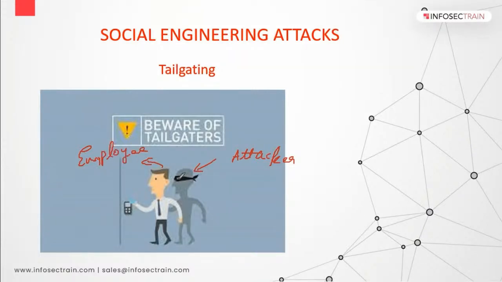So what this person did, let's suppose this is an attacker. He was there trying to get past this door, but he was not able to because he doesn't have any ID card. So he was waiting for someone. This employee came in, he has no idea whether there is an attacker or not. He swiped his card, opened the door, and went in.